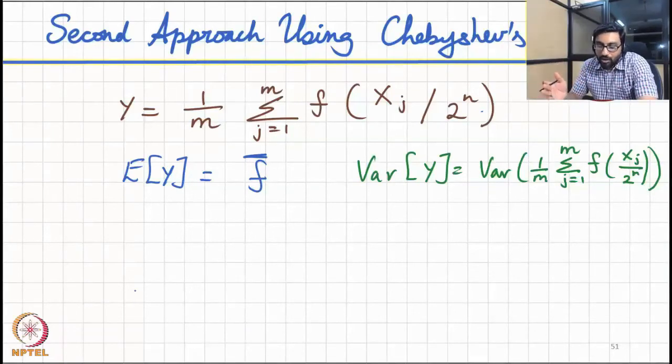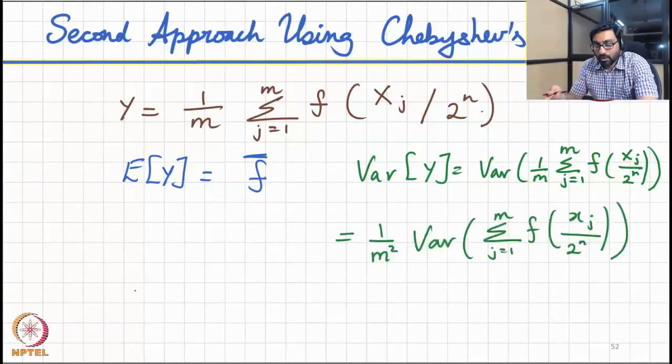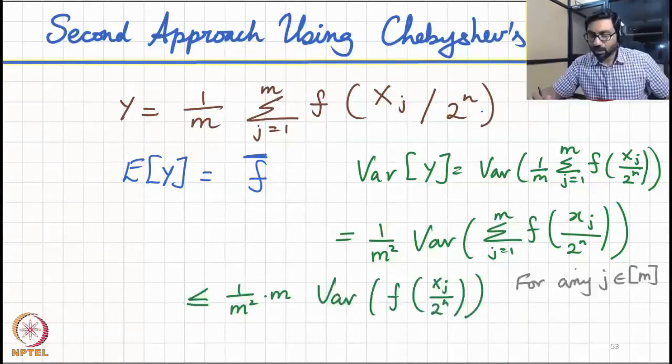Well, the variance of y is simply the variance of the right-hand side, which is 1 over m summation j equal to 1 to m of f of xj divided by 2 raised to the n. And as you all know, when we take a constant from inside the variance and pull it outside, it has to get squared. So that's equal to 1 over m squared times the variance of whatever is inside the parentheses. Now the variance of this summation, we've already seen, can be rewritten by taking the variance into the summation, and so we get summation j equal to 1 to m of the variance of f of xj over 2 power n.